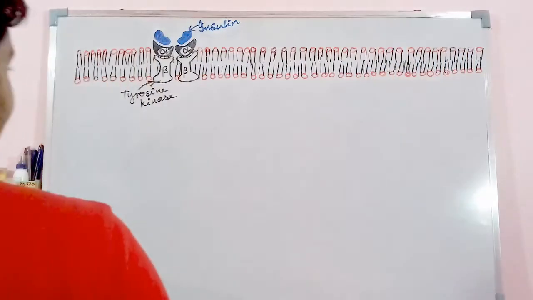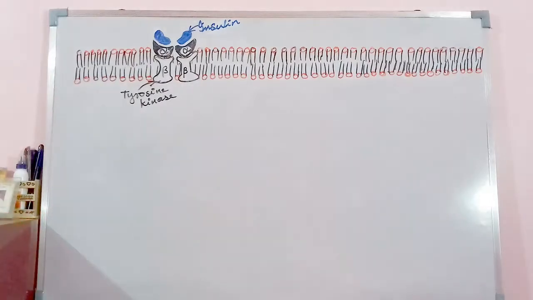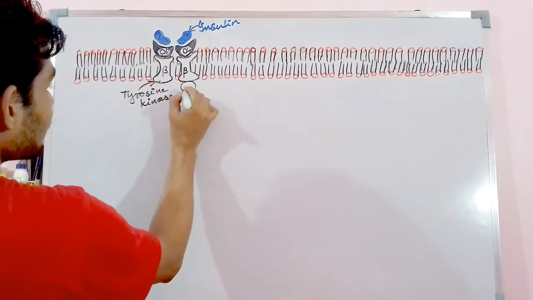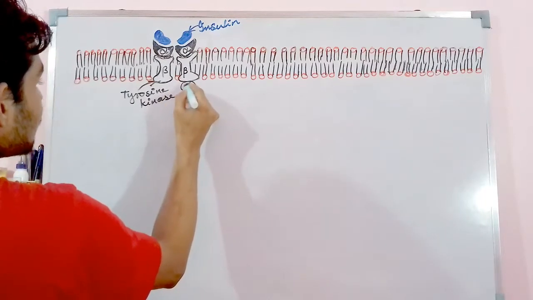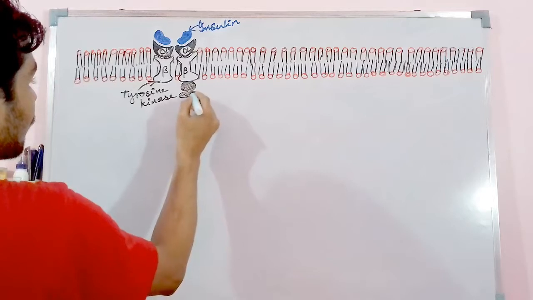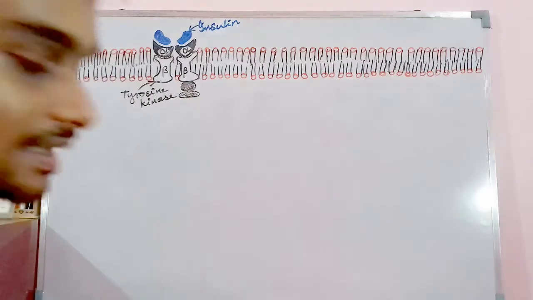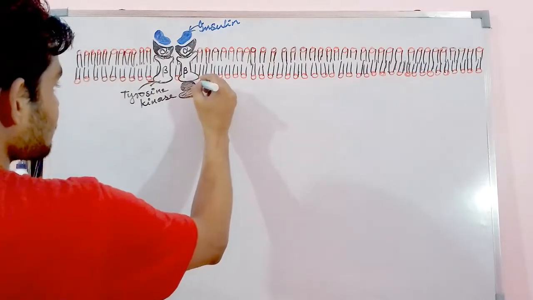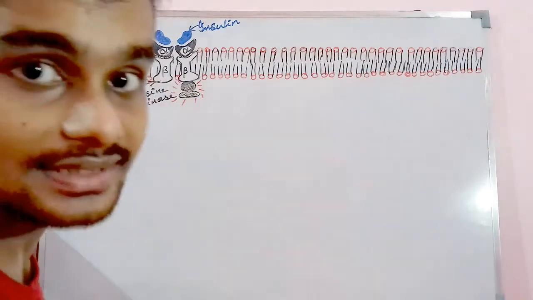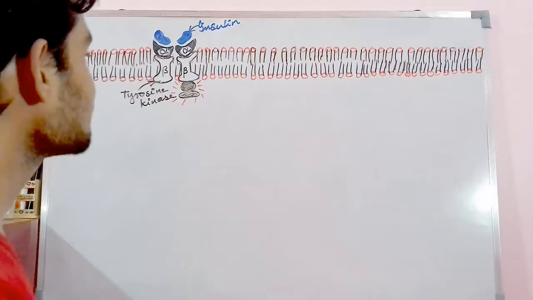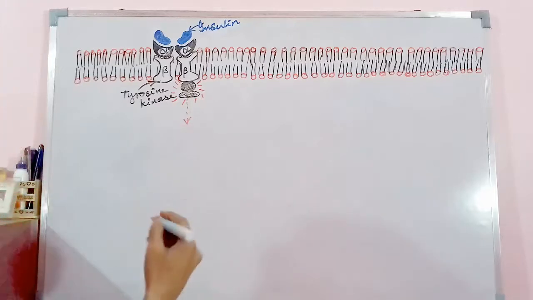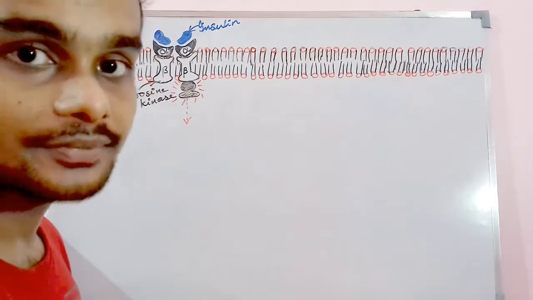So now the activated portion of this tyrosine kinase, this beta subunit, the portion of the beta subunit which is getting activated and is lying intracellularly within the cytoplasm of the membrane, this activated beta subunit will now activate another molecule which is called the insulin receptor substrate molecule.